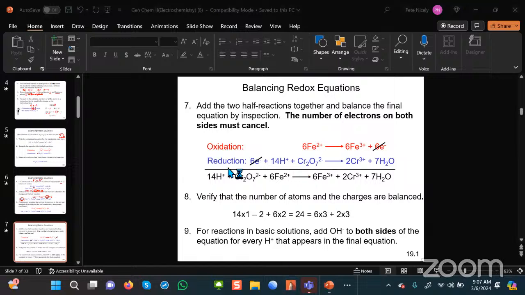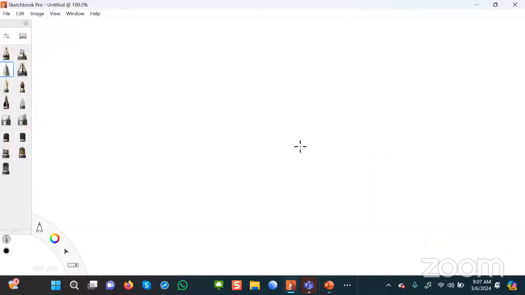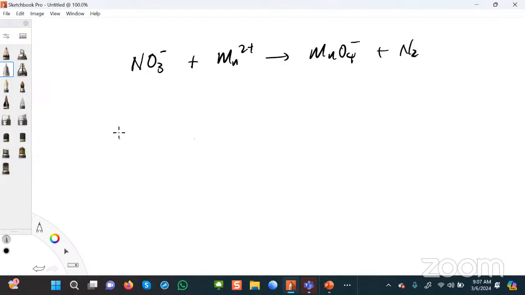bring this up. Okay. Let's say you're given NO3 minus plus Mn2 plus to give MnO4 minus plus N2. Let's say you're given that, right? What's the first step? Quickly.